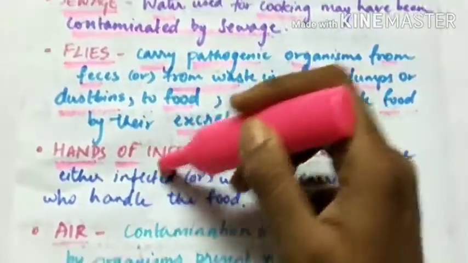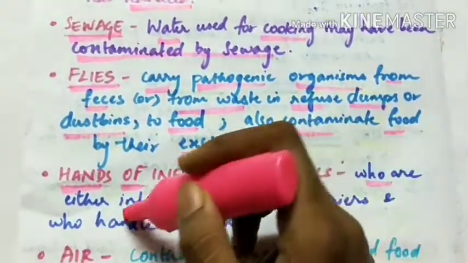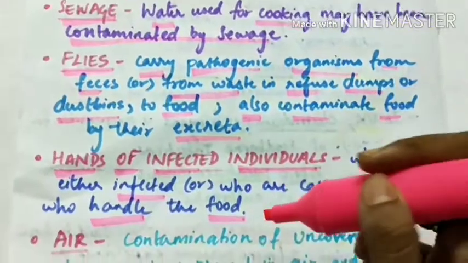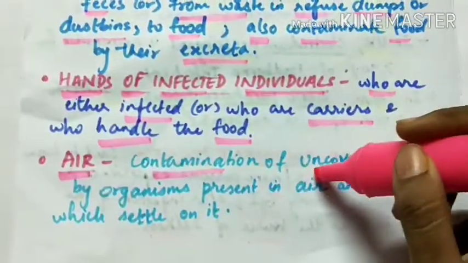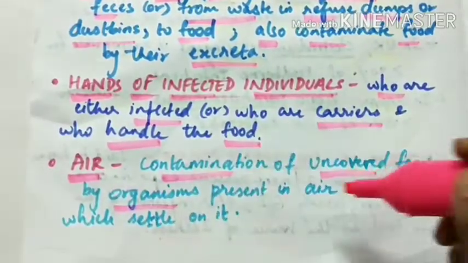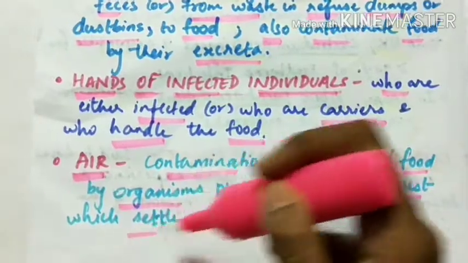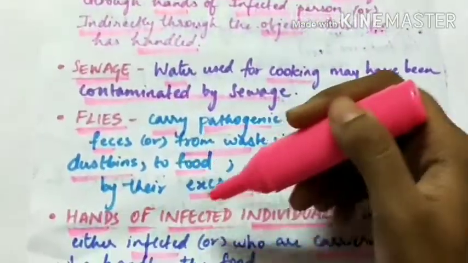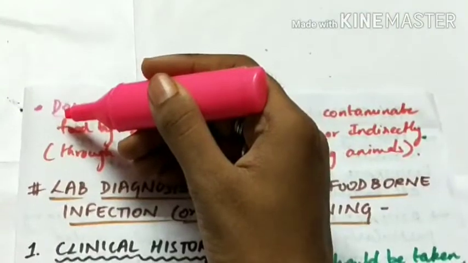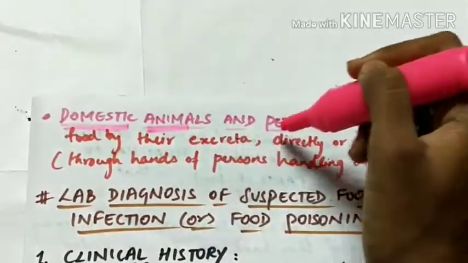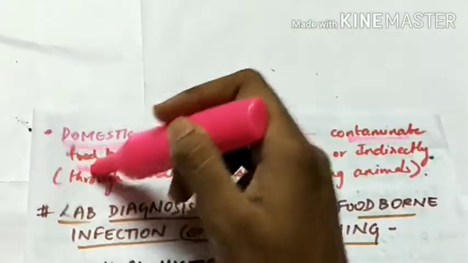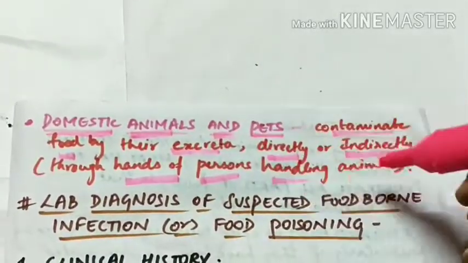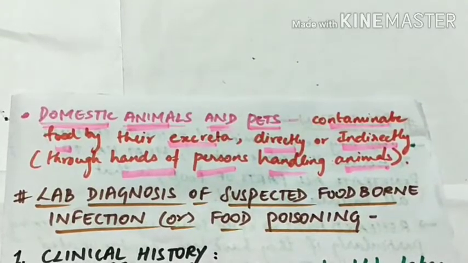The next is the hands of individuals who are infected or who are carriers, and who handle the food. Next is air: contamination of uncovered food by the organisms present in air and the dust which settles on it. So the sources are feces, sewage, flies, the hands of infected individuals, and air. The last source is domestic animals and pets. They contaminate food by their excreta directly or indirectly through the hands of the persons handling animals. These are the sources of contamination of food.